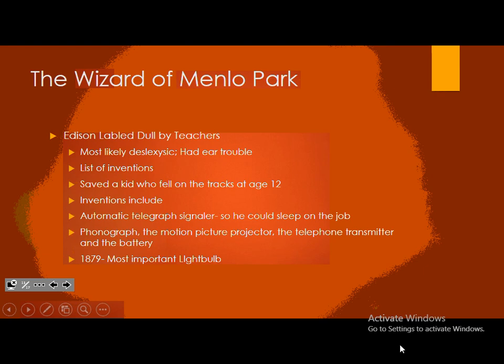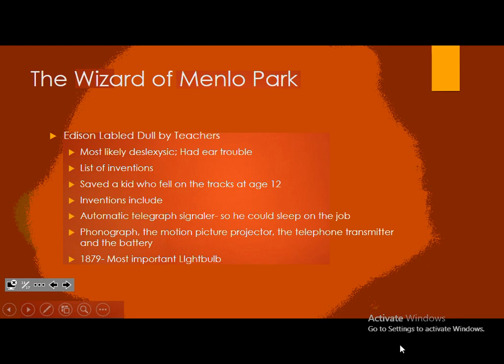probably the best thinker of his generation. He had a whole list of inventions, as well as being a hero, because a boy had fallen on the tracks when Edison was 12, and he picked him up and moved him out of the way. So all of his inventions, some of the more popular ones today, the automatic telegraph signaler was one of his first inventions.